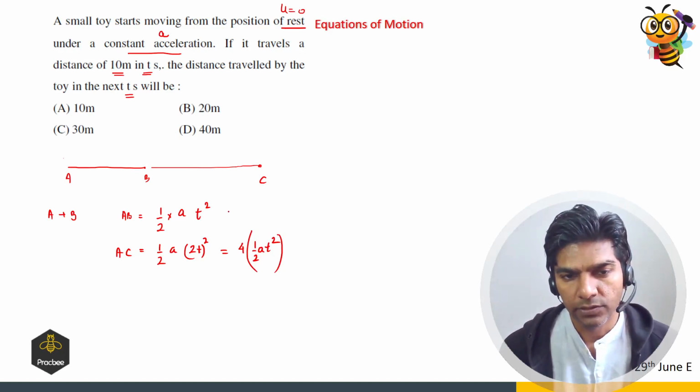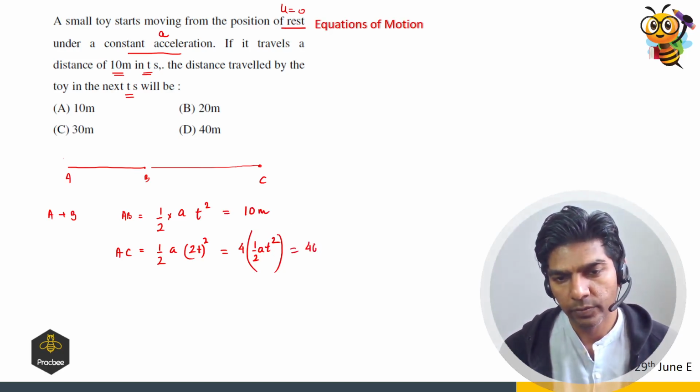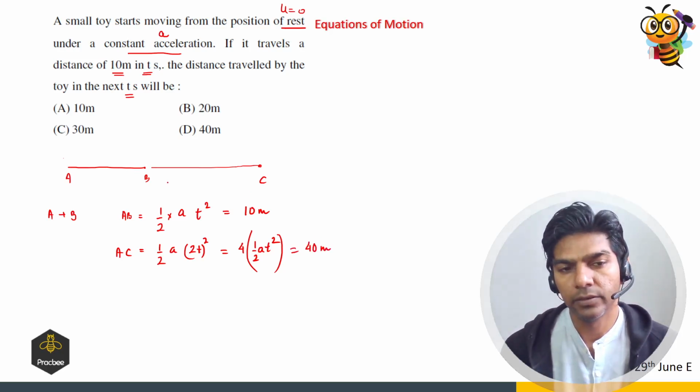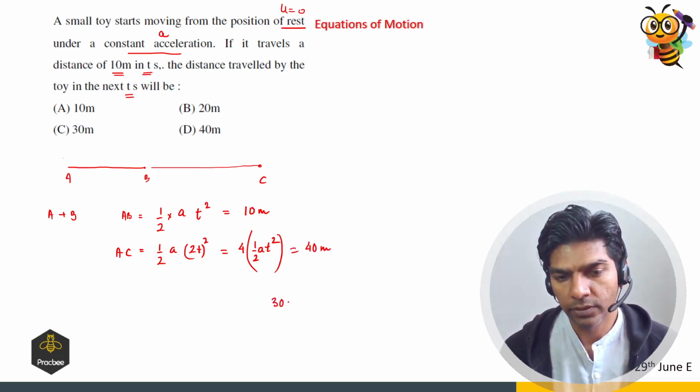Now what is half a t square? That is nothing but 10, so that is 10 meters. So it will be 40 meters. So the distance covered by the particle from B to C will be 30 meters.